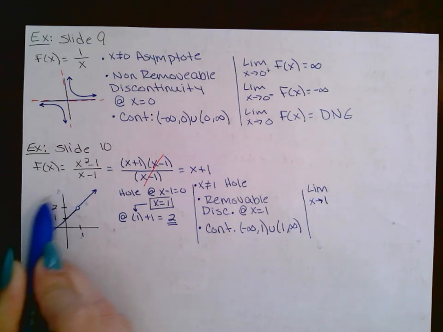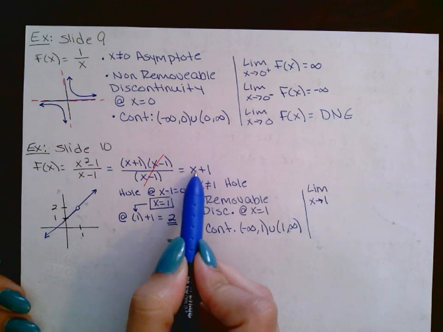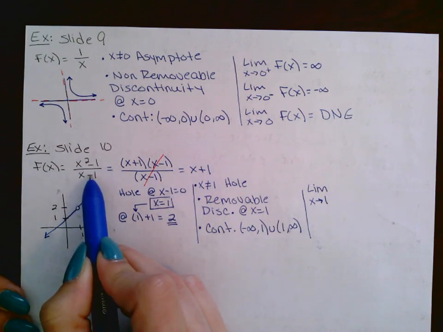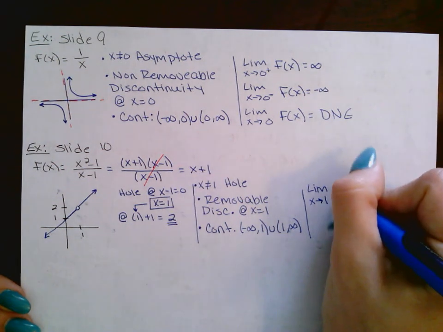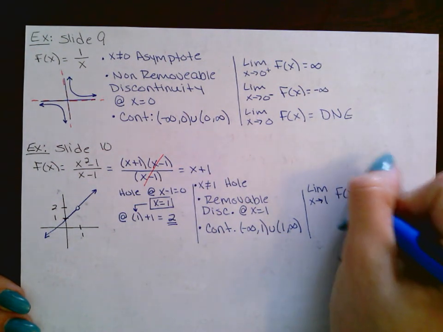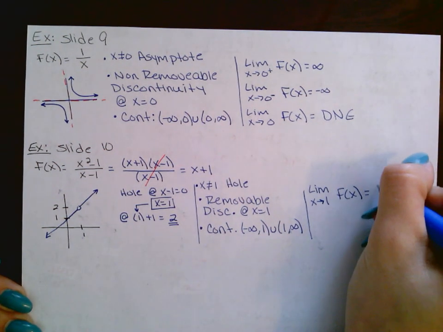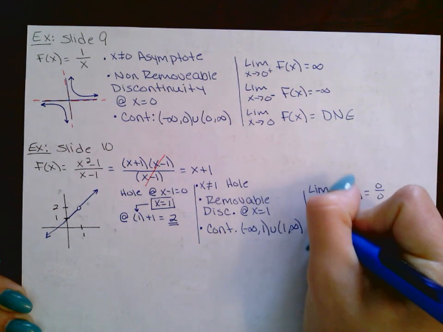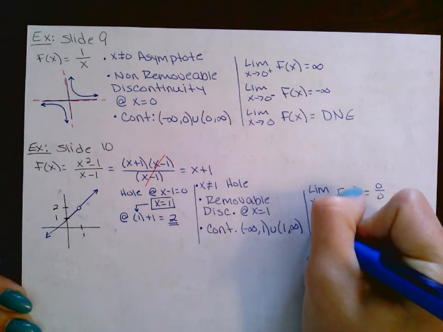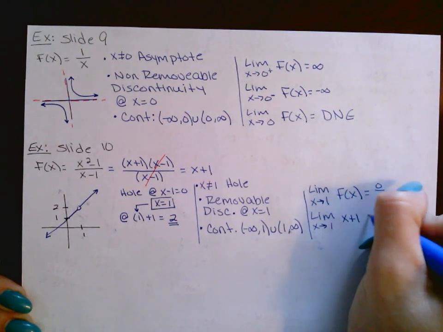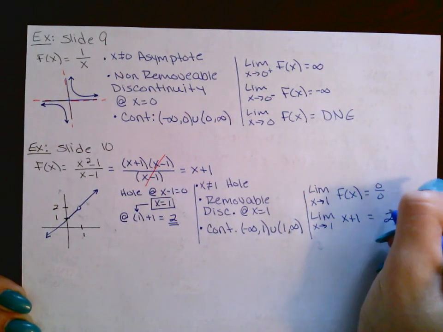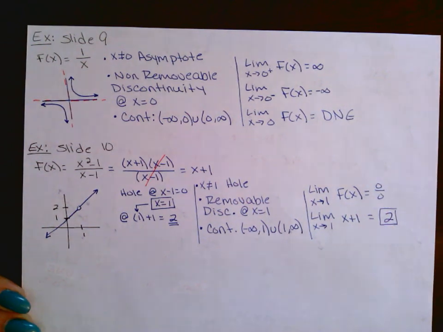If you had not graphed this, you would find that by plugging it in initially, you're going to get 0 over 0. But then when you clean it, you plug it into the leftovers. So again, initially it'll give you 0 over 0. So then when I clean it, I'm plugging it into x plus 1, which gives me 2. Okay, so I talked about the continuity and I talked about the limit there as well.